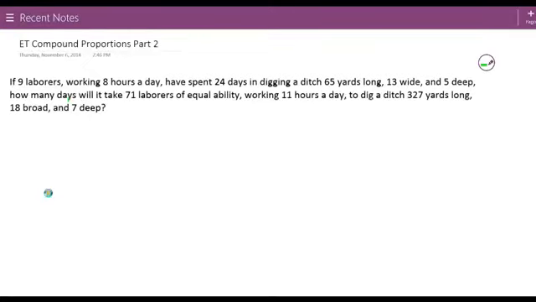All right, so right away we know that we're looking for how many days. And so I'm going to find my other unit, 24 days. So our known unit of the same kind is always going to be our third term. And now let's go ahead and just work with that first term that comes up, 9 laborers. So let's find our other set of laborers, 71.